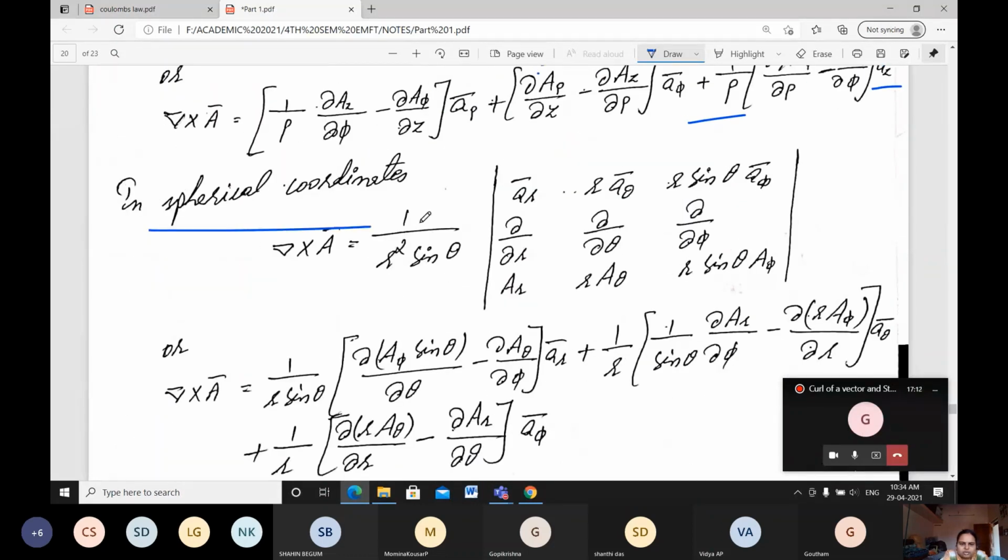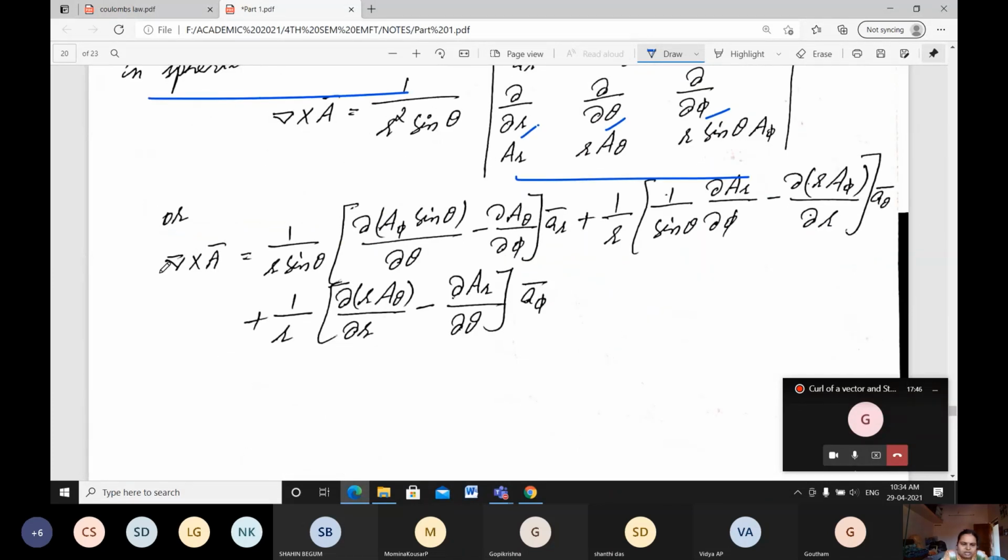In terms of the spherical coordinate system, del cross vector A is going to be 1 divided by r squared sin theta. Here the unit vectors are ar, r a theta, r sin theta a phi. Here it is varying with r, theta and phi. Therefore, dou by dou r, dou by dou theta, dou by dou phi. And here the components are Ar, r A theta, r sin theta A phi. Then again, go on expanding this.